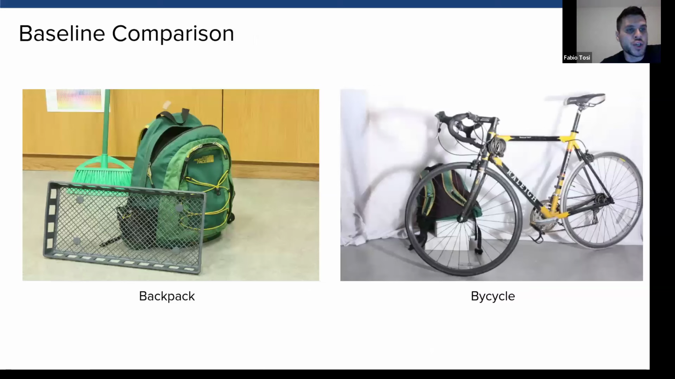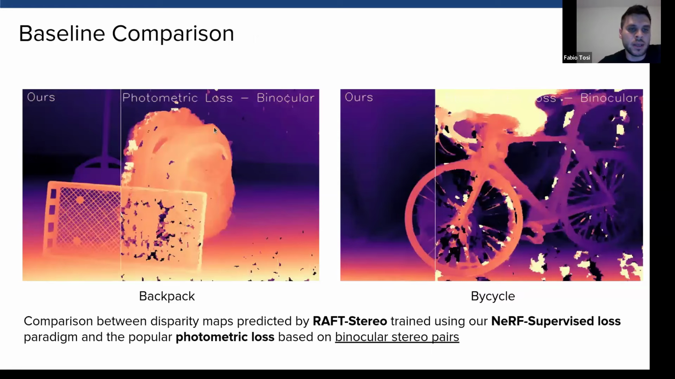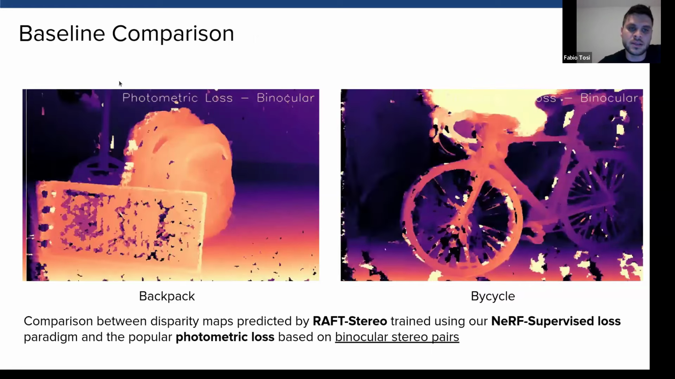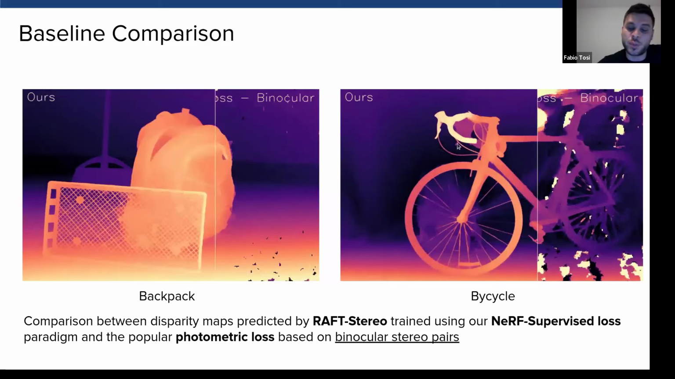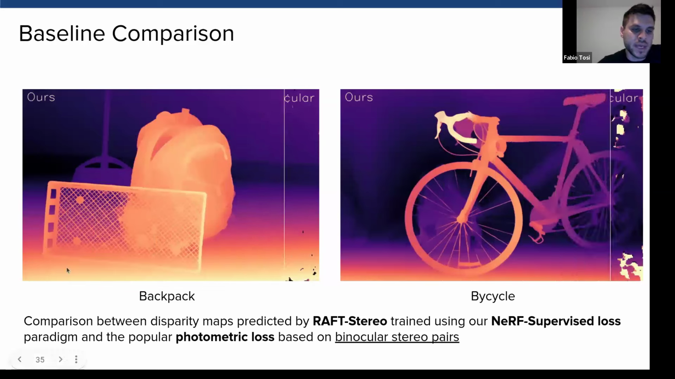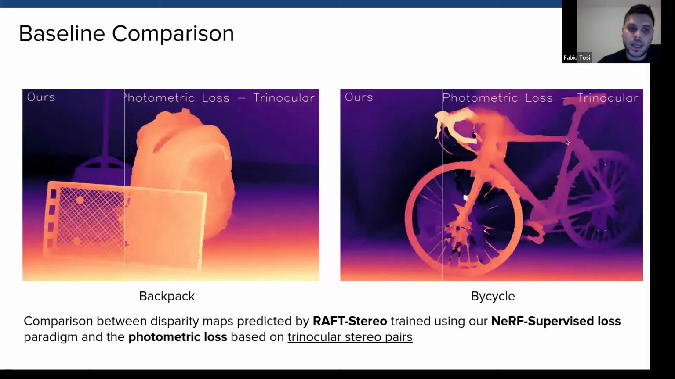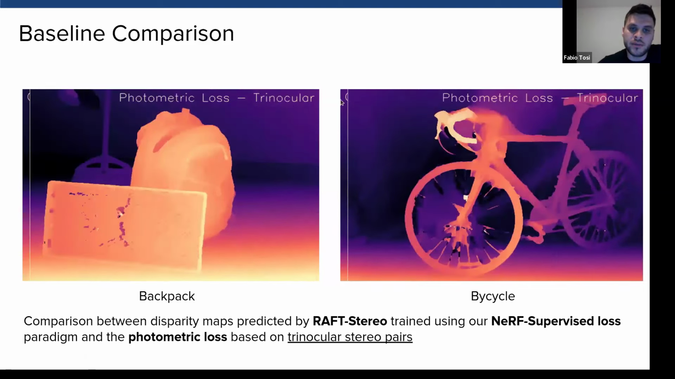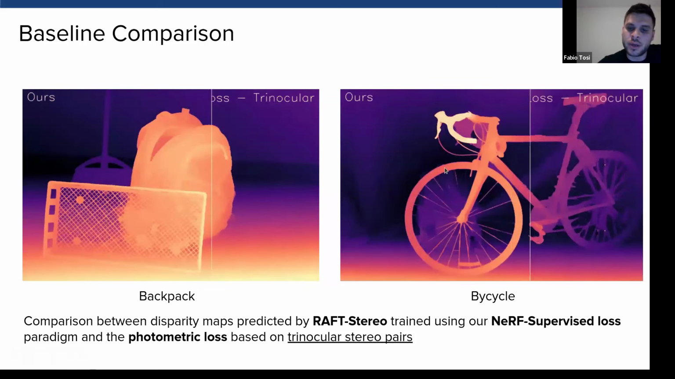Here we can show some qualitatives on the Middlebury dataset. We consider two images of the Middlebury 2014 dataset. We can notice the difference between the standard photometric loss that is typically used for self-supervised training and our NeRF supervised model, you can notice better depth predictions on thin structures and fine details.